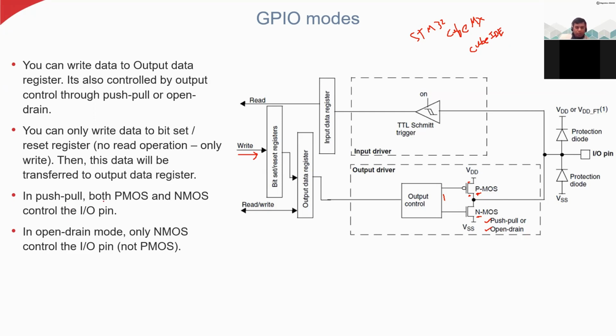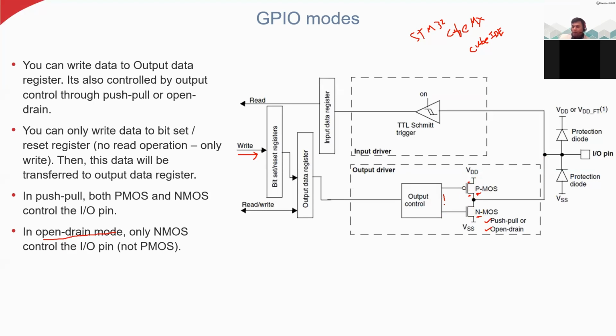In push-pull mode, both PMOS and NMOS can control the pin. According to the signal here, this PMOS or NMOS will be turned on or turned off, and then you will get the output here. But in open drain mode, what will happen? We set the don't care condition on the PMOS. So we keep this PMOS always in the open circuit mode. That is why we call this an open drain mode. We are not draining anything, so this is open.